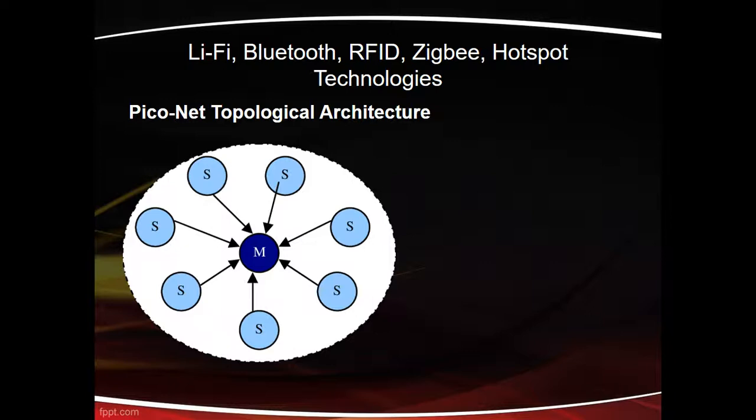Because of that, it has 8 active nodes, right? One is the master, and 7 are slaves or stations. The distance is 10 meters. The important things are: there is only one primary or master station in each Piconet. You cannot have more than one master node in one Piconet.